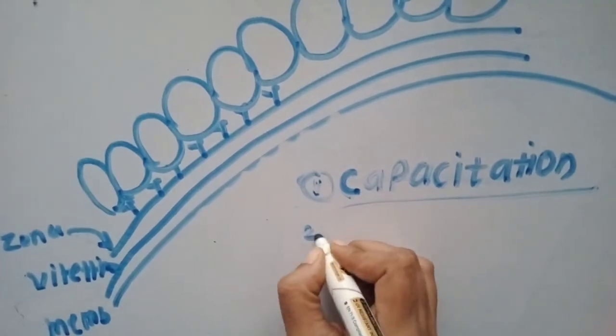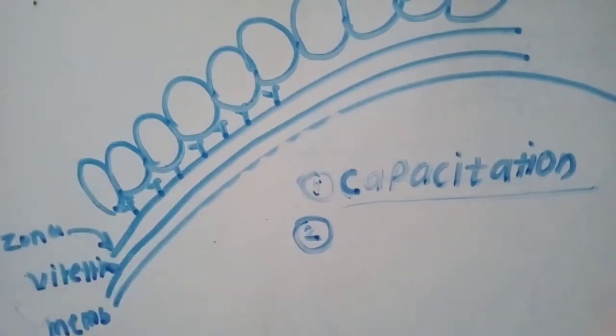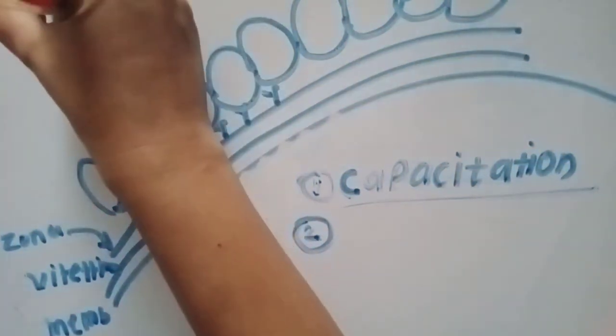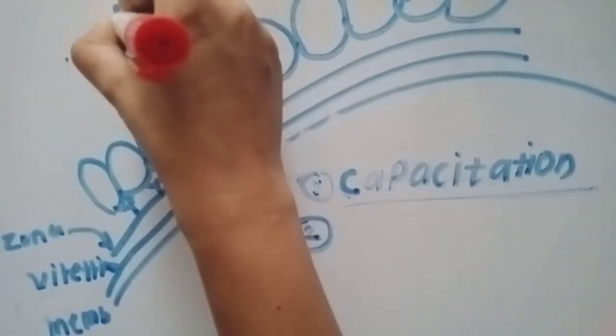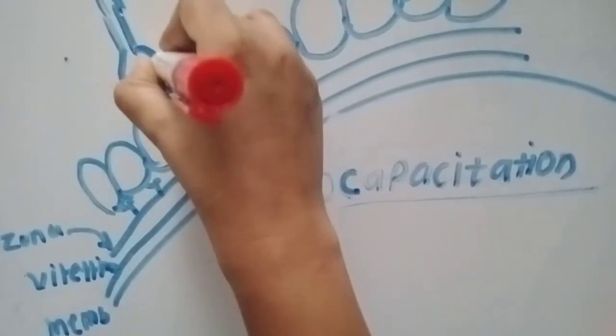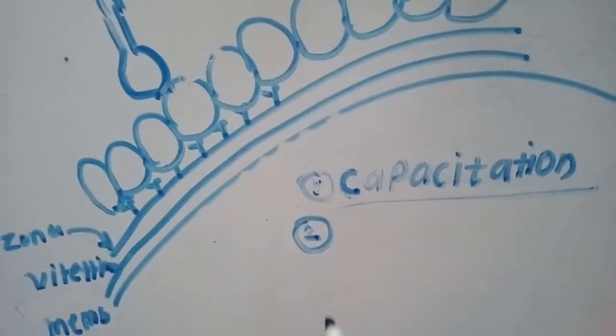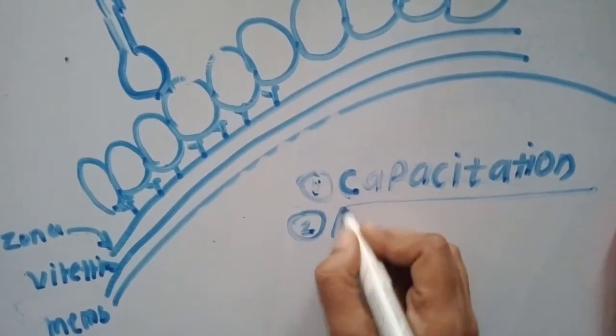The second step: now the sperm have entered the ampulla. Here comes the egg, here comes your sperm. Now the acrosome reaction takes place. What is the acrosome reaction? The second step is the acrosome reaction.